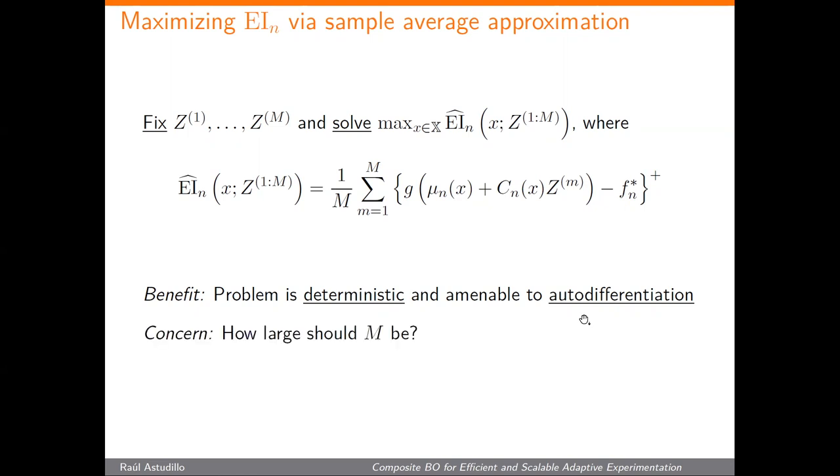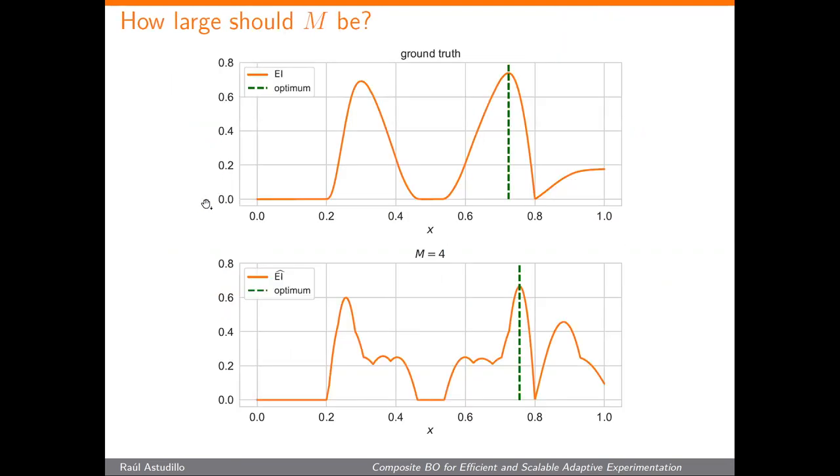The concern is how large should M be? How many samples do we need in order for this approximation to be good and hopefully recover something that is close to what would be recovered if we had the true acquisition function? So let's see what happens in practice for a very simple 1D problem. On the top panel, we have the true acquisition function, and this is the point that maximizes it. On the bottom panel, we have an approximation that we get for M equals 4 samples.